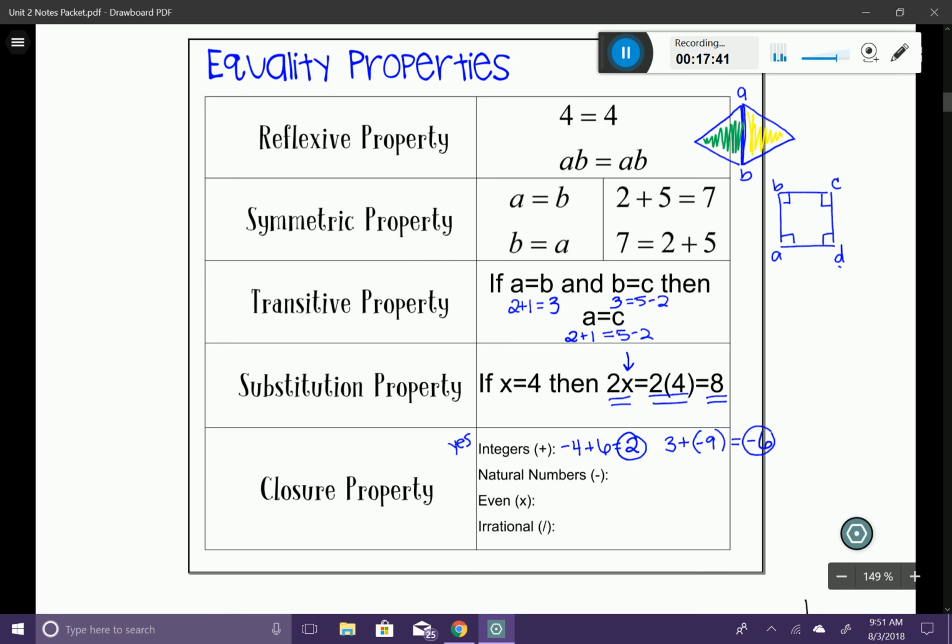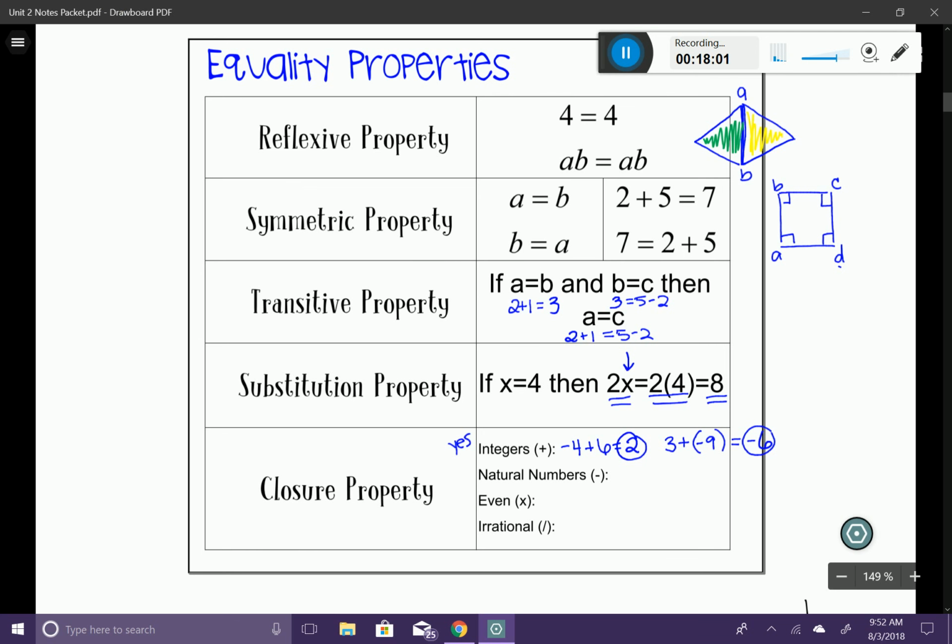So natural numbers are going to be all positive numbers, right? So you're going to have 1, 2, 3, 4, 5, and so forth. And it's not going to include 0 because 0 is a whole number. So let's go ahead and take some natural numbers and subtract them.